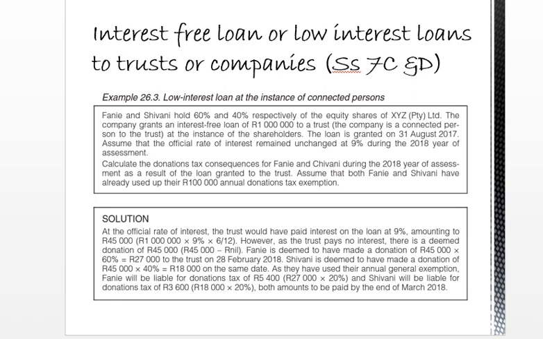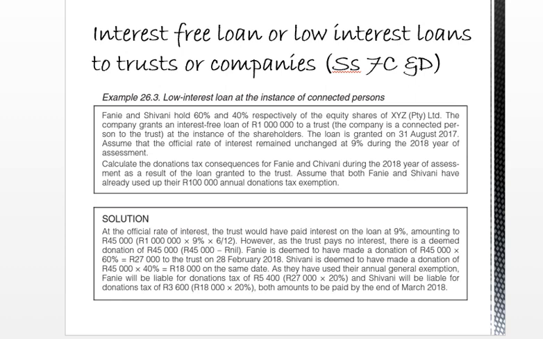So important to note here is it is a company that made a donation to a trust, but this company is a connected person to the trust. This company has to be a connected person in order for its shareholders to be liable for any donation tax on that.